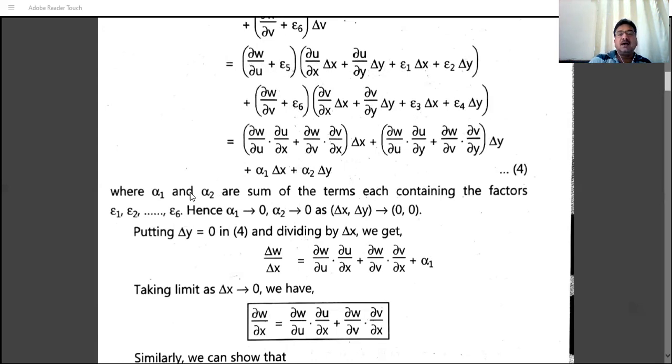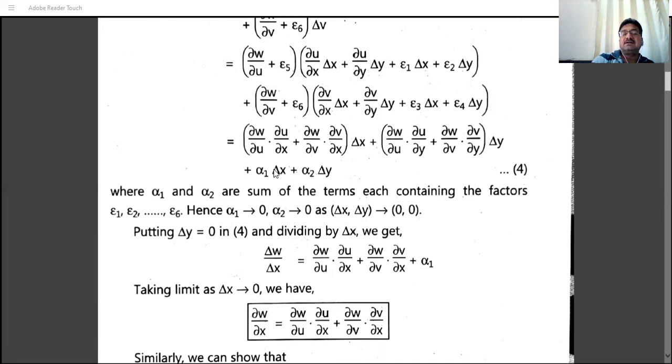So all the remaining 12 terms are denoted by these notations, alpha 1 delta x plus alpha 2 delta y. So what is alpha 1 and alpha 2? What are the remaining 12 terms? If we observe the remaining 12 terms, then their coefficients are either delta x or delta y. Out of the 12 terms, 6 terms contain coefficient delta x, and 6 terms contain the coefficient delta y.